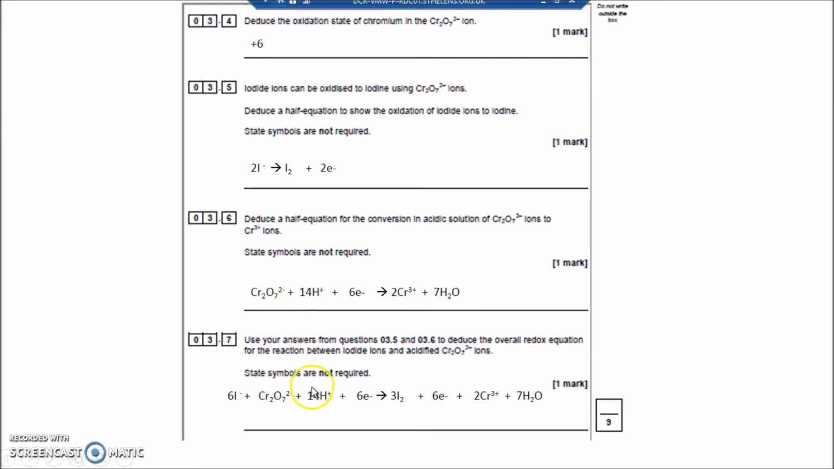Cr2O7 2-, 14 H+ and 6 electrons, and then everything on the right, I multiplied this through by 3, so I've got 3I2, 6 electrons, 2 Cr3+ and 7 waters, and now you can see why I've multiplied this through by 3 to get 6 electrons on the right hand side. The electrons cancel, and so once my electrons cancel, I end up with a simplified equation like this.